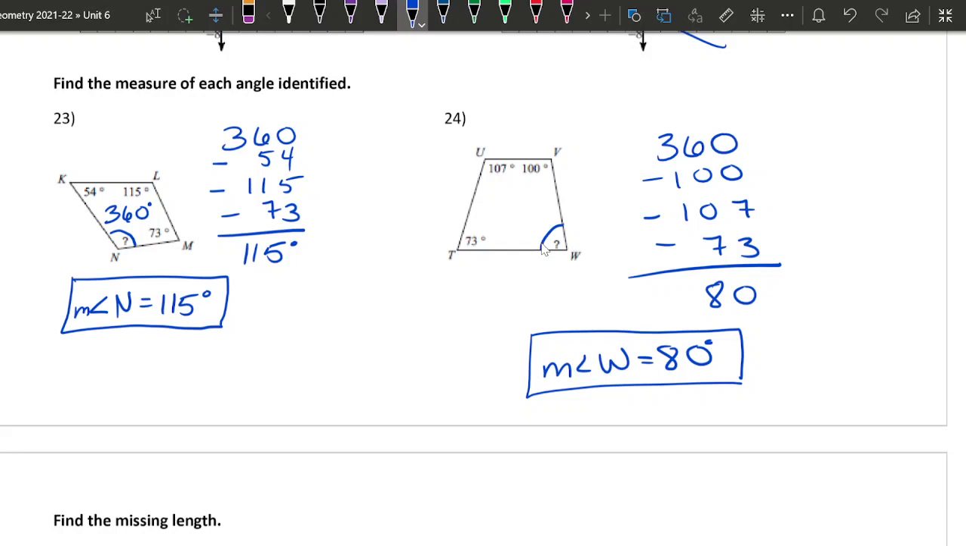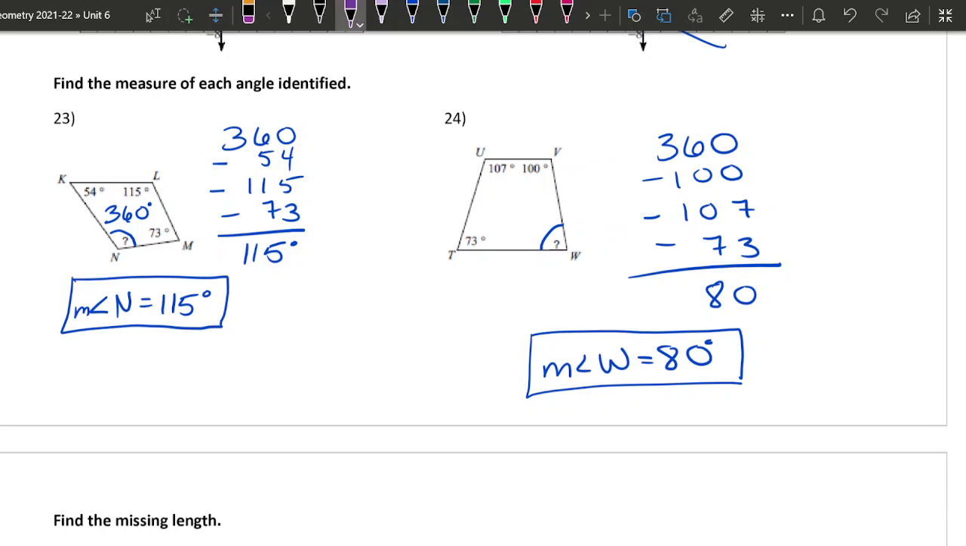On number 24, I also could have done same side supplementary. I could have said V and W together are going to be 180, and 180 minus 100 gives me 80. So that's another way of solving for it. Just like 107 and 73 together, that's 180. So there's multiple ways to solve some of these. I'm just showing you what looks like the most obvious way to me.